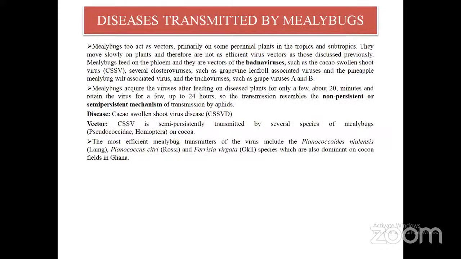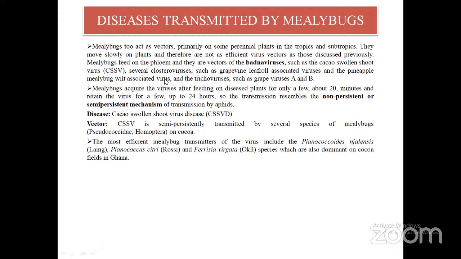Diseases transmitted by mealybugs. Although mealybugs are not very important vectors, we will still learn about them. Mealybugs do act as vectors, primarily on some perennial plants in the tropics and subtropics. They move slowly on the plants and therefore are not as efficient virus vectors as those discussed previously. Mealybugs feed on the phloem, and they are the vectors of the badnaviruses. Try to search the members of the badnaviruses, such as cacao swollen shoot virus, several closteroviruses, such as grapevine leafroll associated viruses, and pineapple mealybug wilt associated viruses. And some of the remaining ones are trichoviruses, such as grapevine virus A and grapevine virus B.